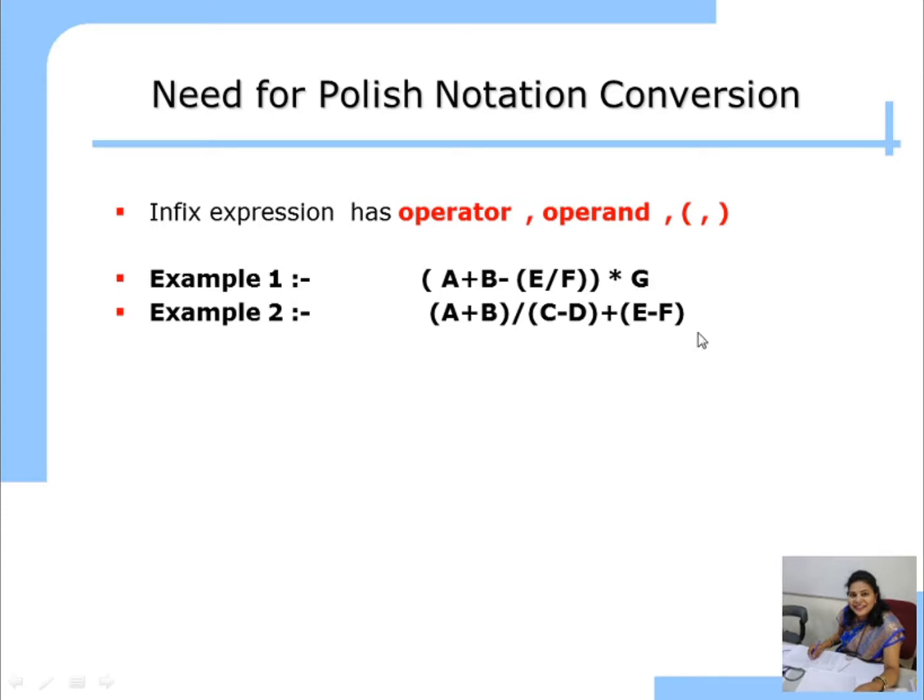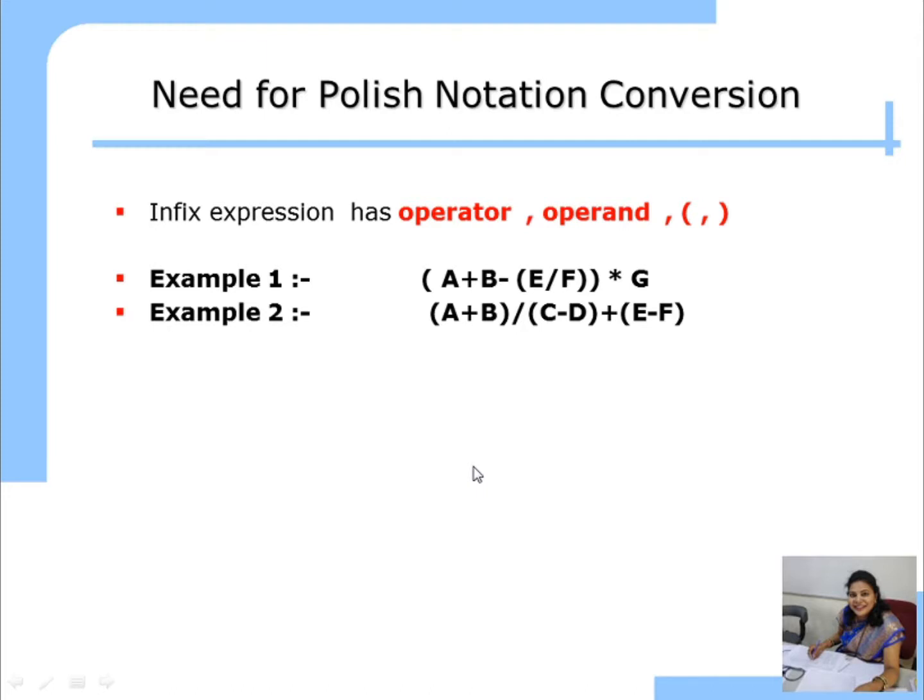If I give you the second example, these are not innermost or outermost parentheses. All the parentheses have the same priority. So which parenthesis are you going to solve first? Of course, if there are parentheses of equal priority, we solve the expression from left to right. So you first solve a plus b, then c minus d, then e minus f. Then you perform this operation, plus and division.